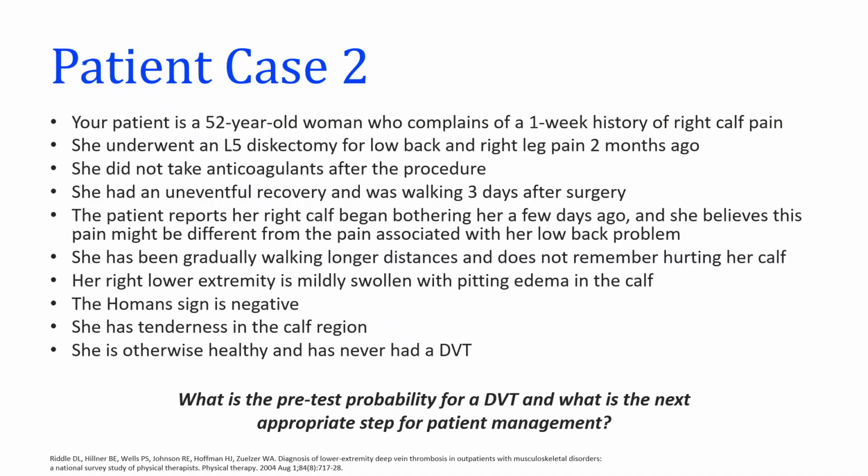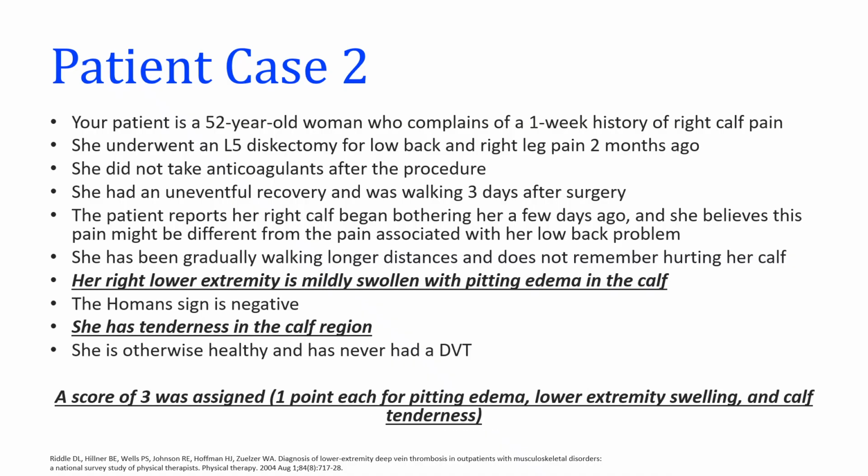Prior to moving forward, use the Wells criteria to estimate her pretest probability of DVT and determine whether further testing, such as a D-dimer lab test or ultrasound, is warranted. In this case, the Wells score is 3, with 1 point each for pitting edema, lower extremity swelling, and calf tenderness. A score of 3 places the patient in the high pretest probability category for DVT.